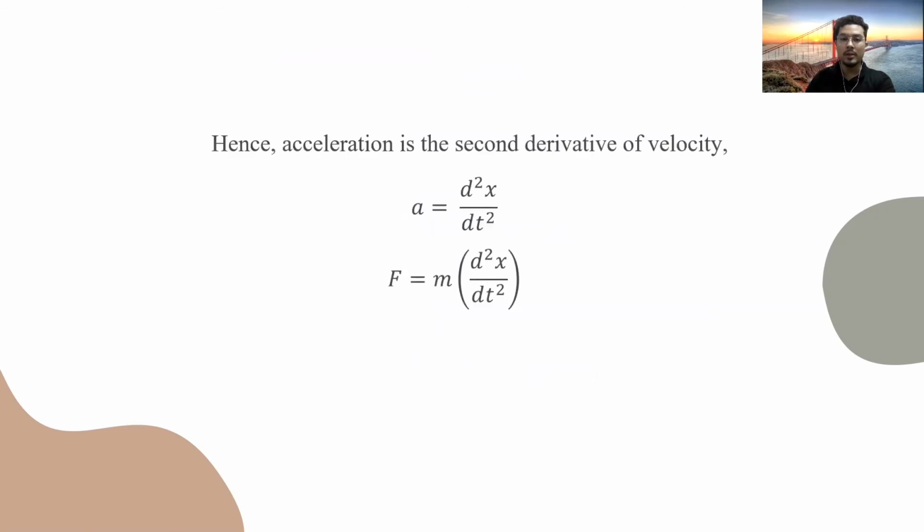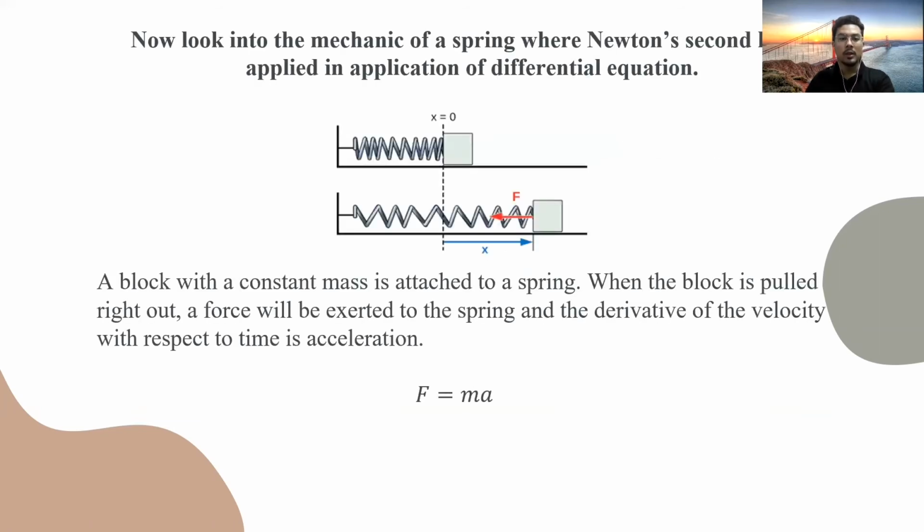Hence, the acceleration is the second derivative of displacement. a equals the second derivative of displacement over time. So if we use acceleration back in the force equation, F equals ma, we get m times the second derivative of displacement.